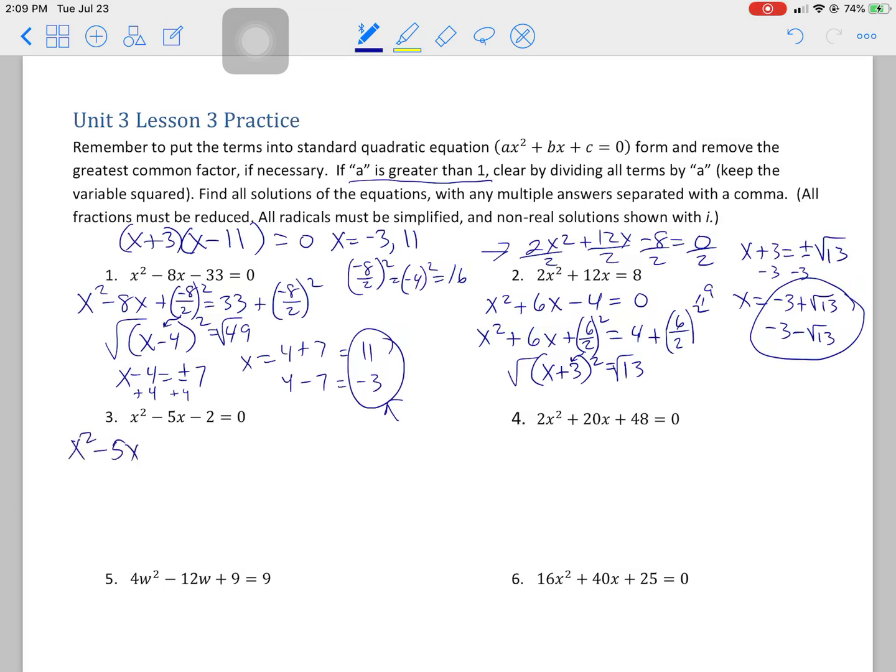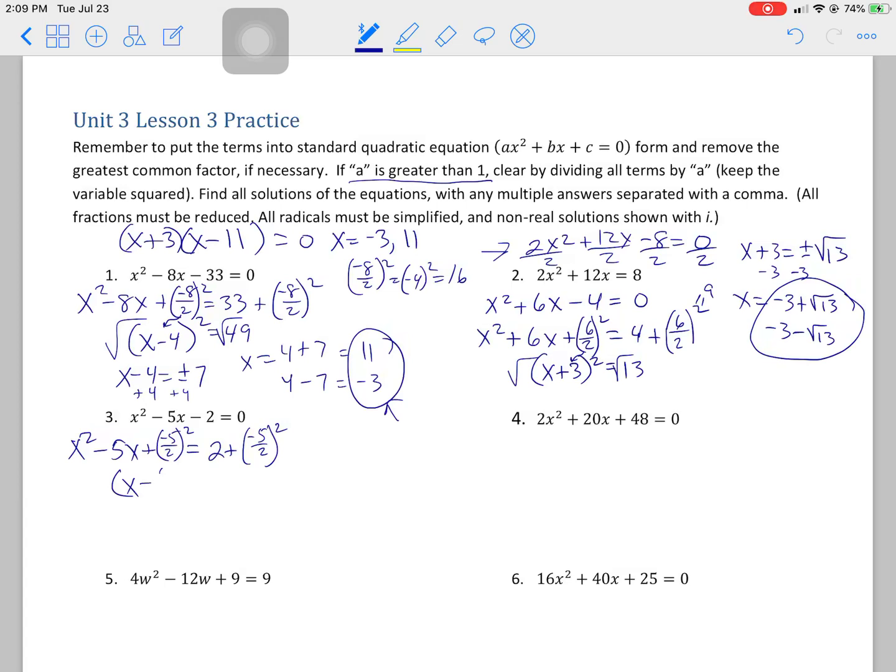I like to do it this way. I write the 2 down, I leave a space, put the equal sign, move the c over to the other side, so put its opposite over here, and then you're going to be adding negative 5 over 2 squared. Since the 5 isn't even, it's not going to be pretty. You're going to have fractions in places, so try to stick with that.